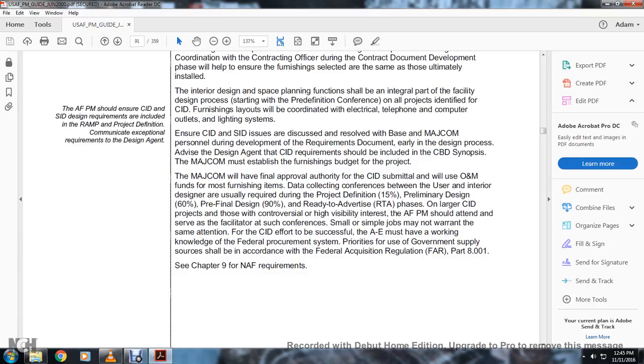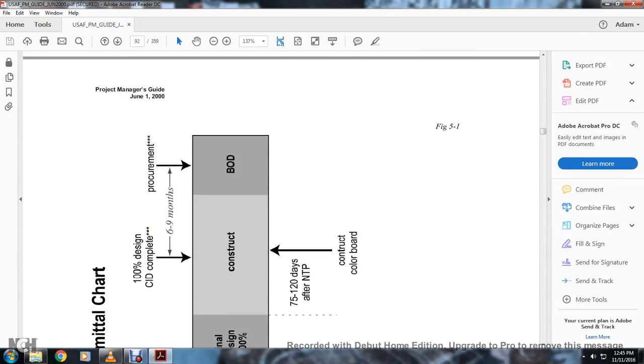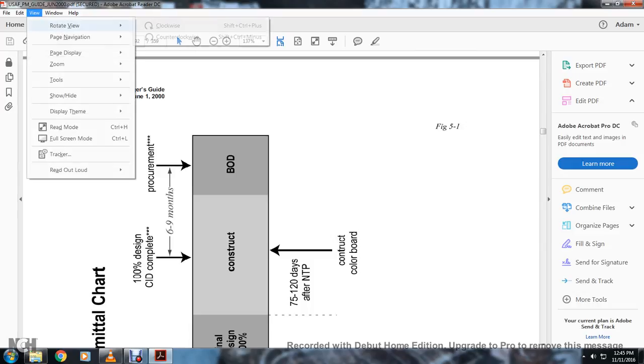On large comprehensive interior design projects of controversial, high visibility interest, the Air Force project managers should attend and serve as facilitators. Smaller, simple jobs warrant the same attention to the conference for the interior design effort to be successful. The architectural engineer must work with the knowledge of federal procurement and priority of the government, so apply the source in accordance with the Federal Acquisition Regulation Part 8.001. See Chapter 9 for non-appropriated funded requirements. And then we have another chart here.